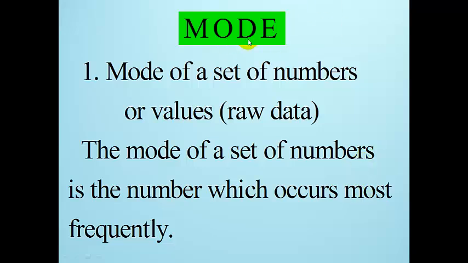Now let's look at the mode. The mode of a set of numbers or values, that's the raw data. The mode of a set of numbers is the number which occurs most frequently. I repeat, the mode of a set of numbers is the number which occurs most frequently.